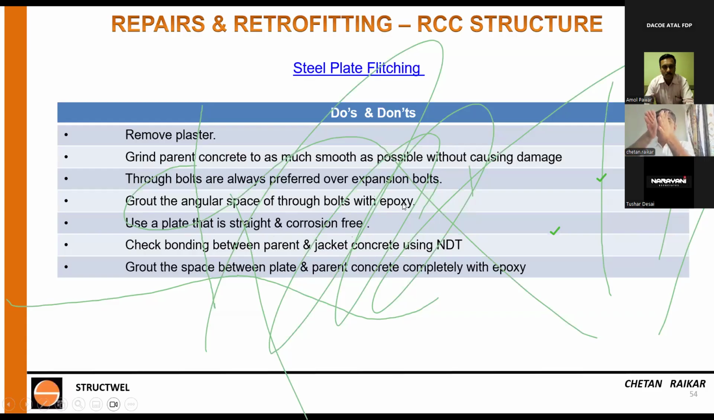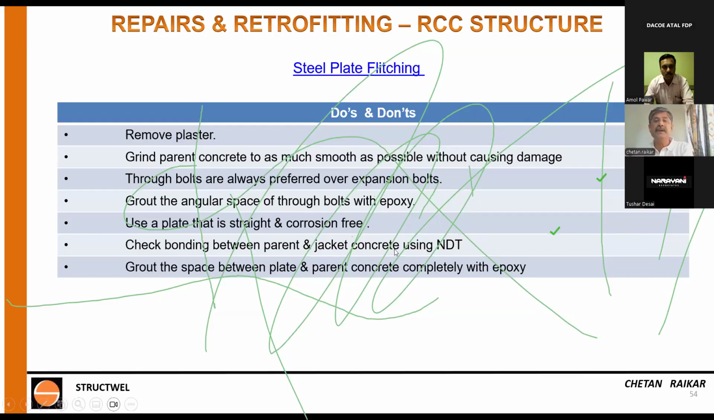Whatever you do, there will still be a gap between the steel plate, which has a mechanical straightness, and the beam, which has a civil straightness. There will still be a gap. Fill that annular space between the bolts with epoxy.